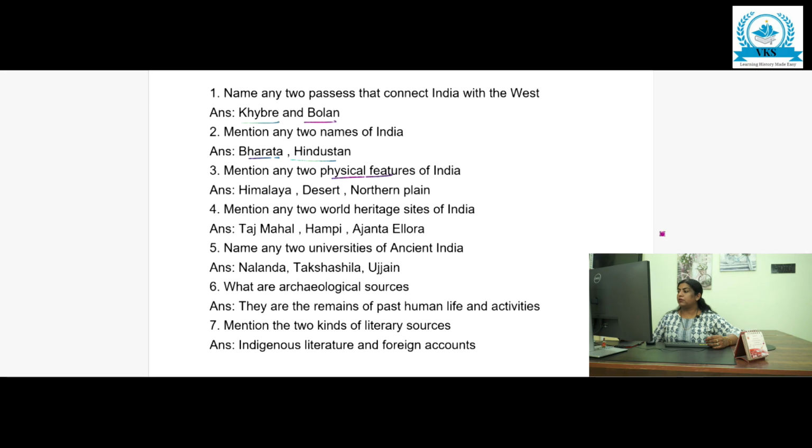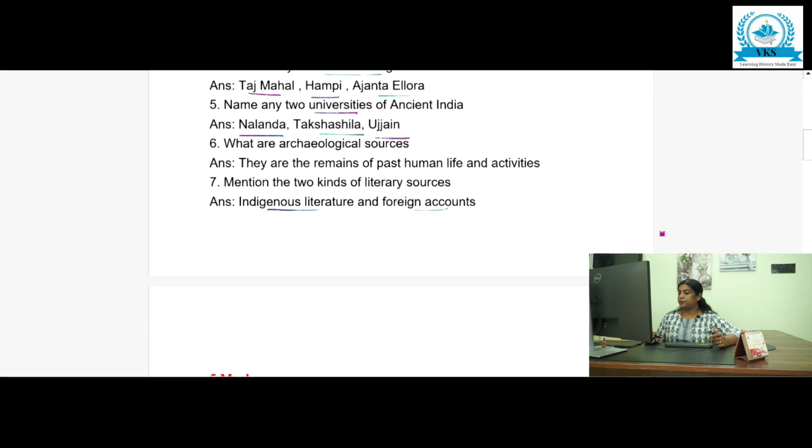Mention any 2 physical features of India. Himalayas, desert, northern plains, any 2 you can write as physical features of India. Mention any 2 World Heritage Sites of India. Taj Mahal, Hampi, Ajanta Ellora, etc. Universities of ancient India: Nalanda, Takshashila, Ujjain, any 2. What are archaeological sources? They are remains of past human life and activities. Now mention any 2 kinds of literary sources: indigenous literature and foreign accounts.